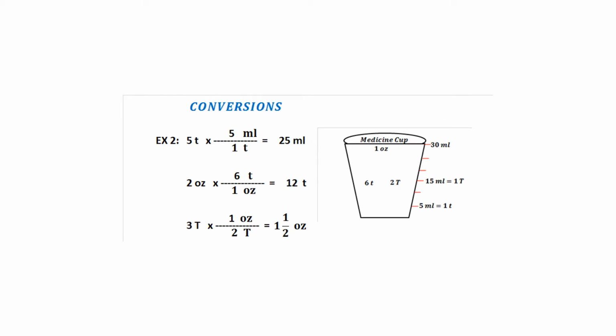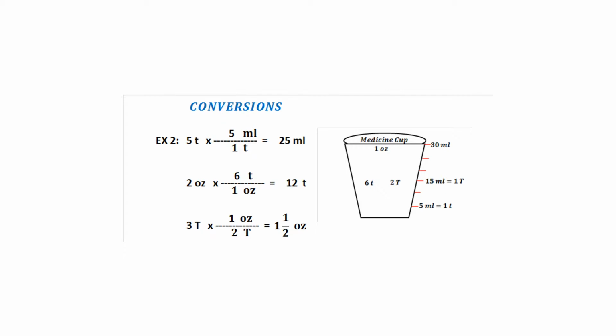Conversions. In our second example, we have 3 conversions, but we'll first look at the medicine cup over to the right. If we know the medicine cup, it's relatively easy to do these conversions. Now, the medicine cup is 1 ounce, and 1 ounce is 30 milliliters. And we see our little division marks at the bottom. 5 milliliters is 1 teaspoon, and that's little t, and 15 milliliters is 1 tablespoon, that's big T.